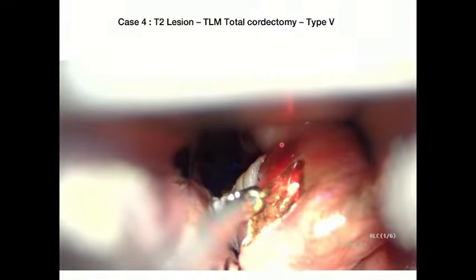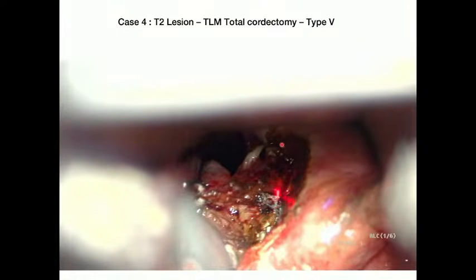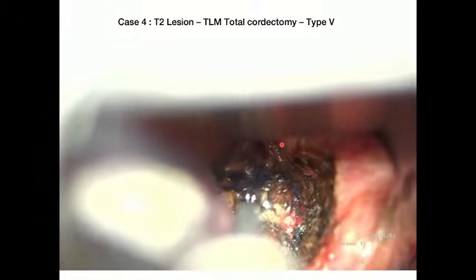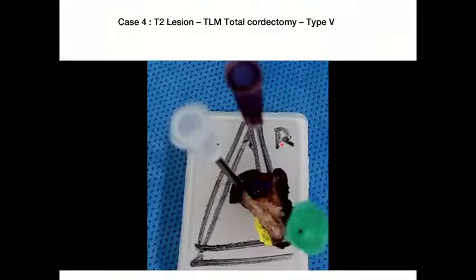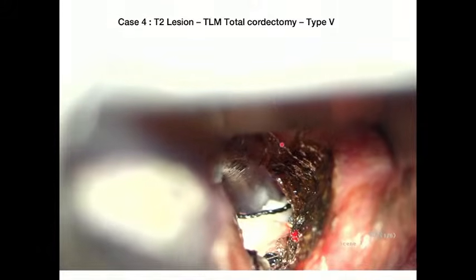So you can see here that we did a transtumoral resection. This is the thyroarytenoid muscle. We did the anterior part of the resection first, guided with frozen section. We don't need frozen section for the superficial margin, but what is important is the deep margin, where we definitely rely on frozen section.